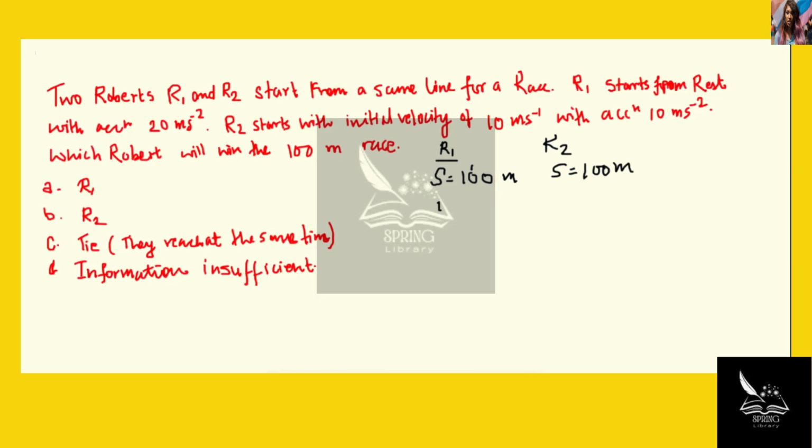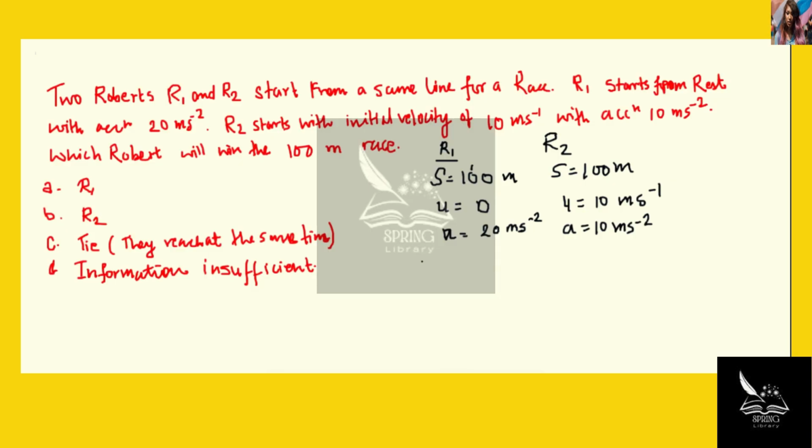The initial velocity for R1 is 0, right? The acceleration A is 20 meters per second square, and for R2 the initial velocity is 10 meters per second, but the acceleration is 10 meters per second square. It seems like R2 has higher velocity and should reach faster, right? But let's see what happens.